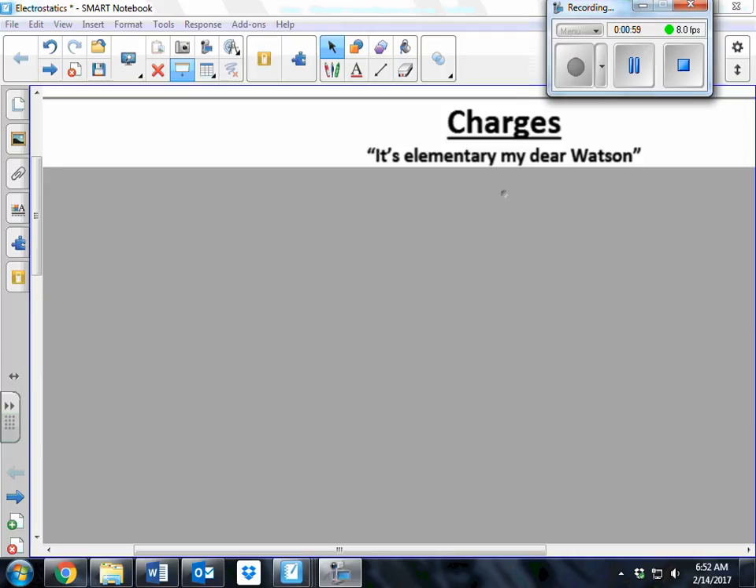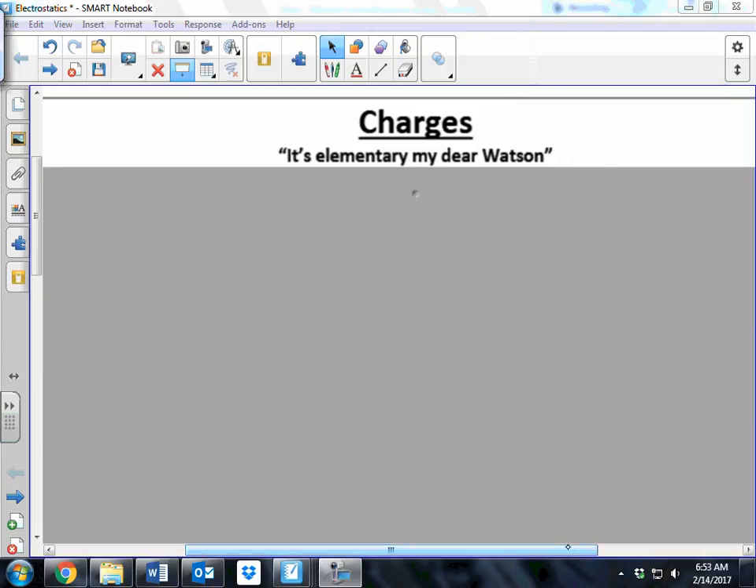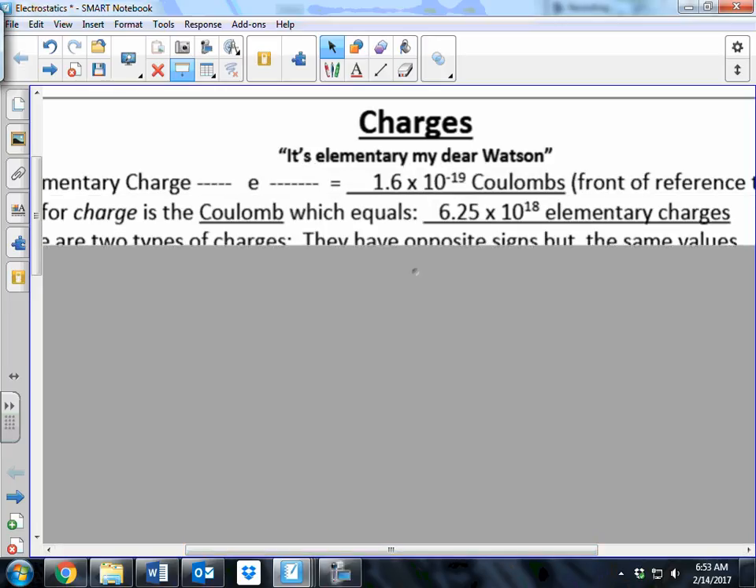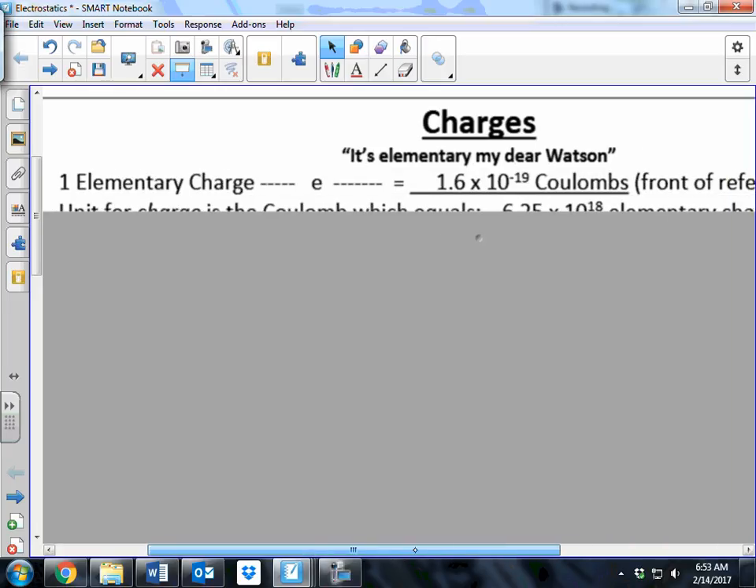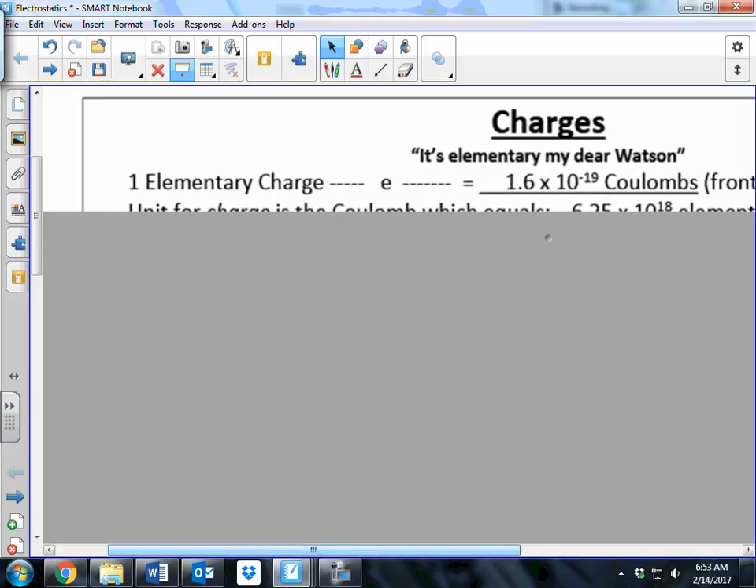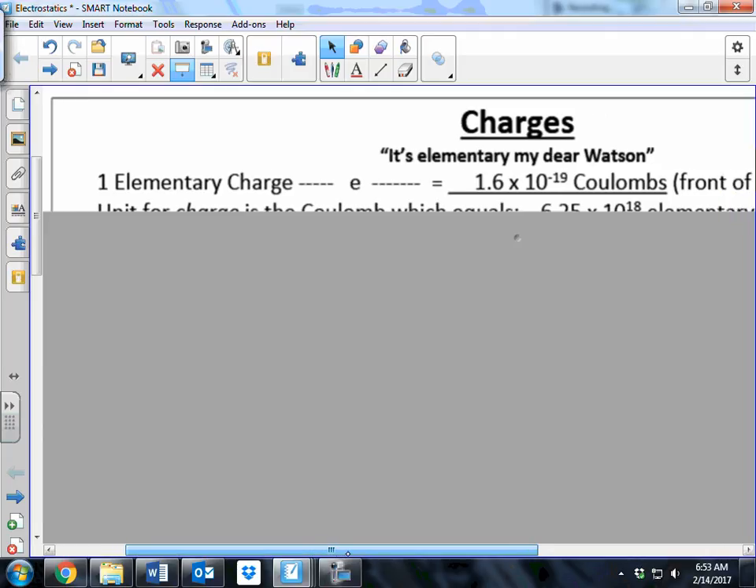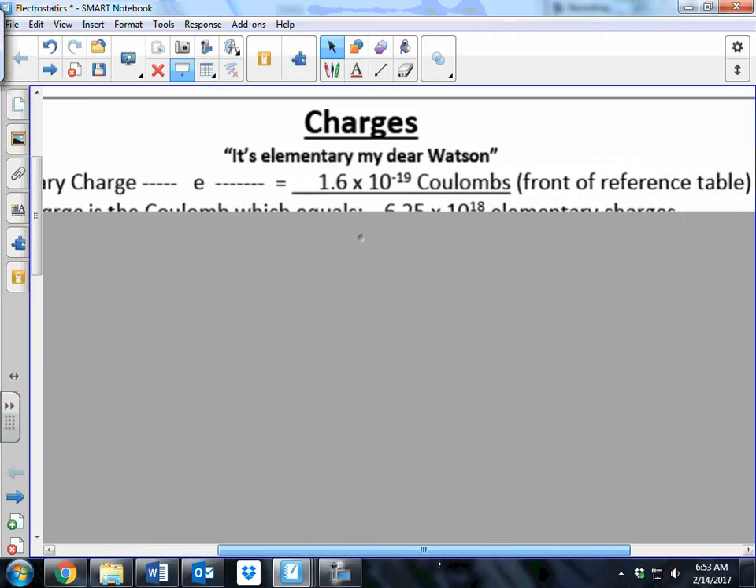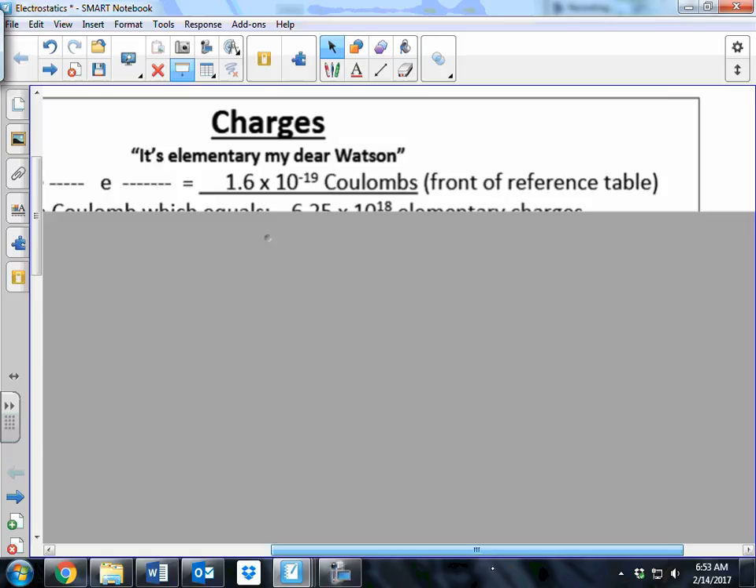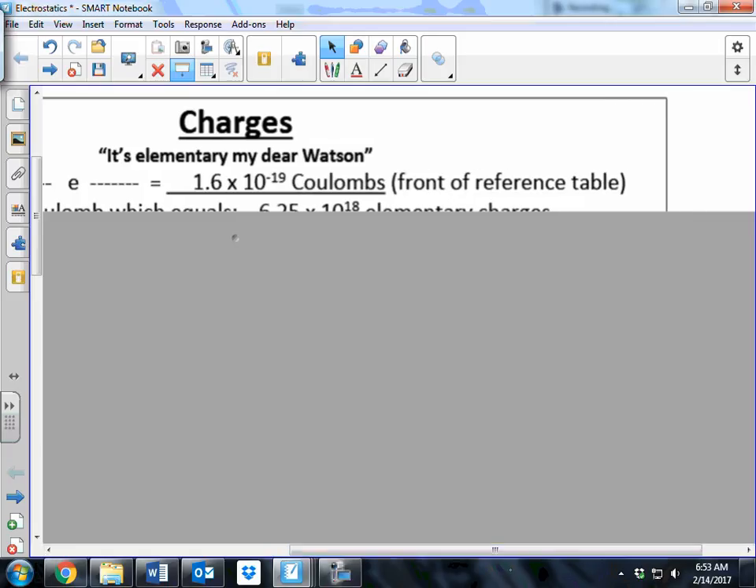So, charges. An elementary charge is basically the smallest unit of charge that we know exists. There are actually smaller ones that we'll get into in modern physics, but this is what we deal with on a day-to-day basis. One elementary charge, which we label as e, is 1.6 times 10 to the negative 19 coulombs.